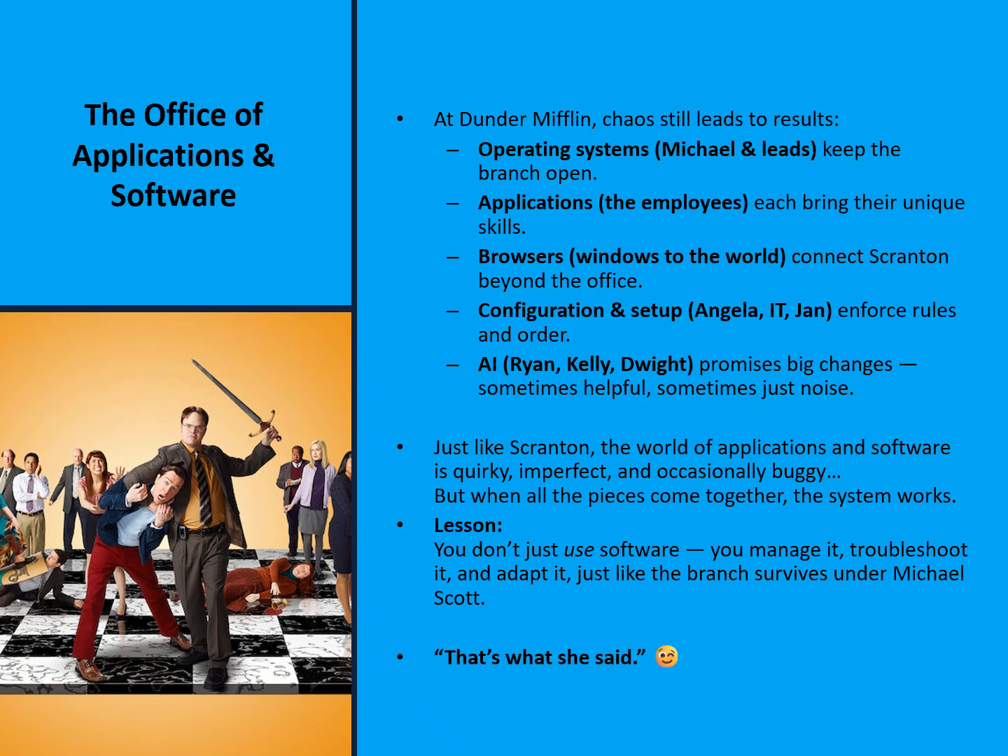And AI is Ryan, Kelly, and Dwight, promising big changes, sometimes helpful, sometimes just noise. Just like Scranton, the world of applications and software is quirky, imperfect, and occasionally buggy. But when all the pieces come together, the system works. The lesson: you don't just use software, you manage it, troubleshoot it, and adapt. Just like the branch survives under Michael Scott.